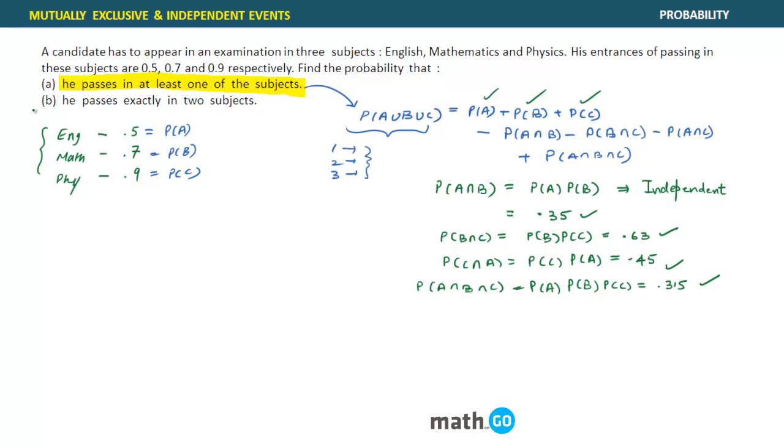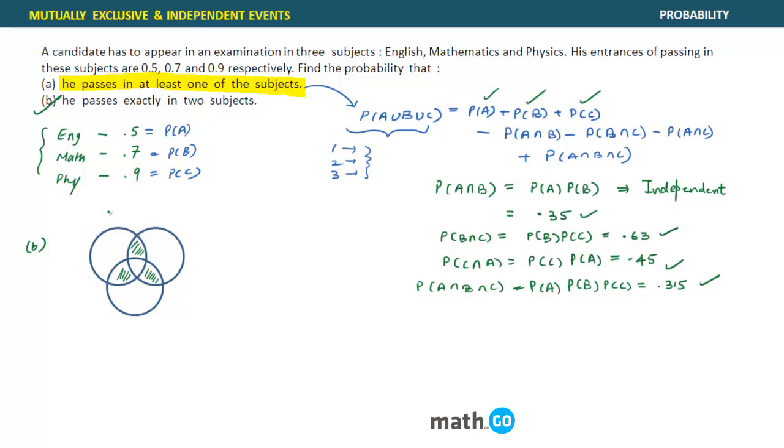Let's talk about the second problem, B. It says he passes exactly in two subjects. So now remember the Venn diagram that we did. If this is the Venn diagram where these three subjects are denoted like this, what is actually asked of you is exactly two subjects. So exactly two means this region and this region. You need to find this, okay?